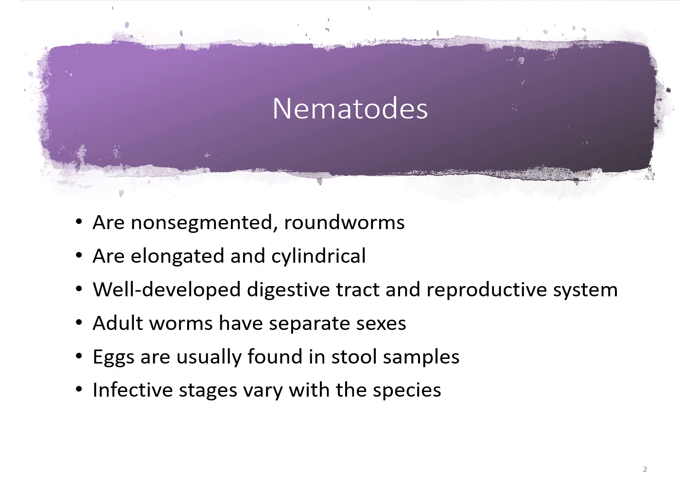So the nematodes are non-segmented. Of course, they are roundworms. They are elongated and cylindrical, so they are kind of like a round tube shape. They have well-developed digestive tracts and a well-developed reproductive system. The adult worm can have separate sexes, so they can be male and female.